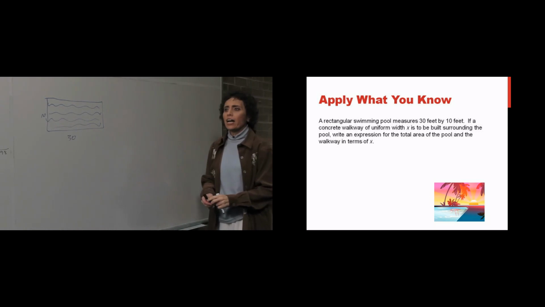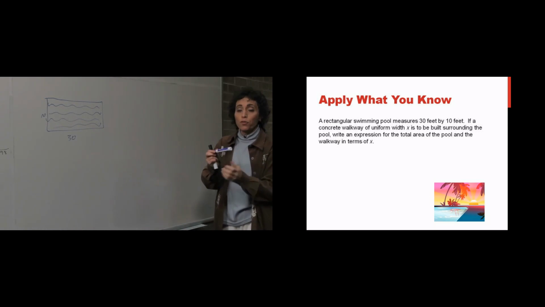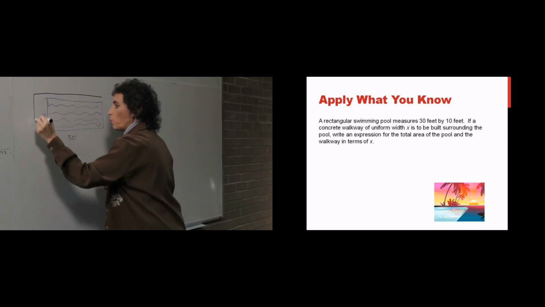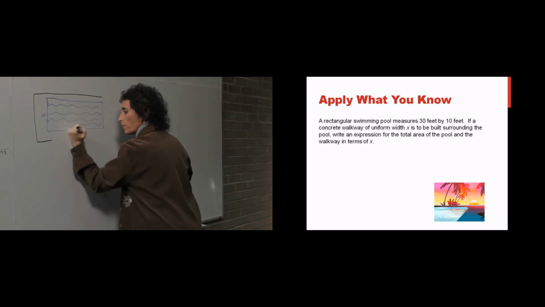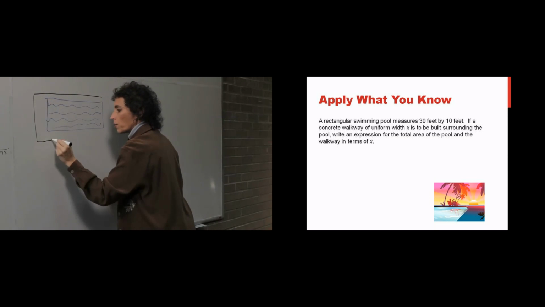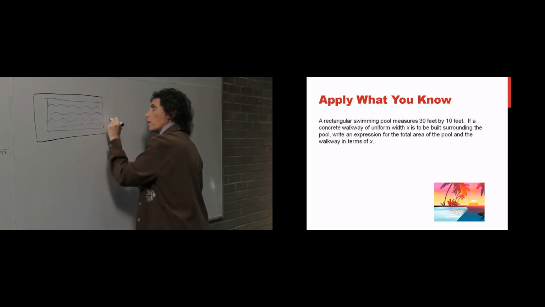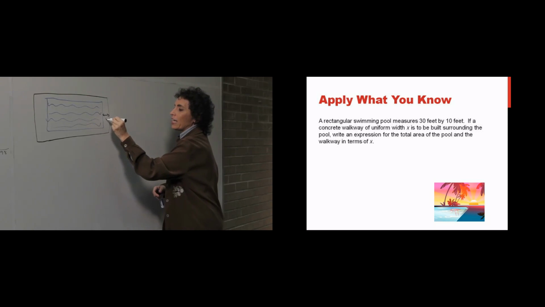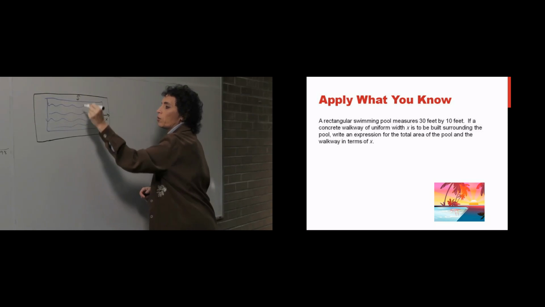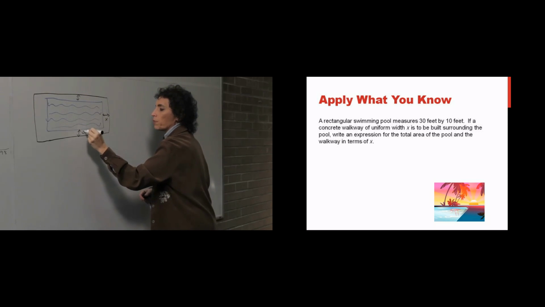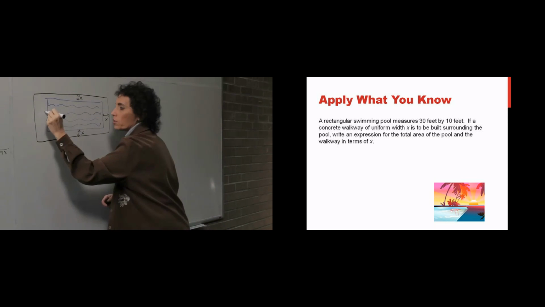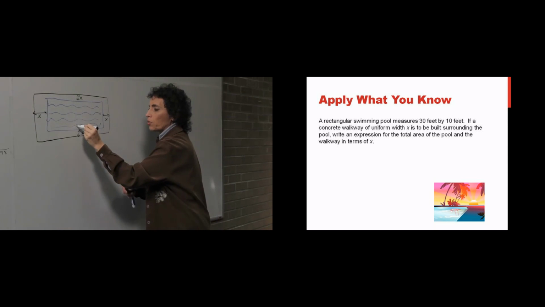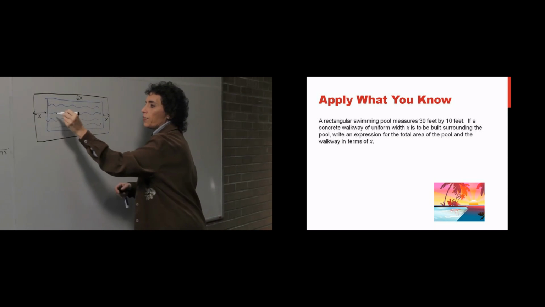It's concrete. If a concrete walkway of uniform width x surrounds it, what does that mean? Here comes the walkway of uniform width. That looks like another rectangle, and it's the same on all sides. Uniform means the same on all sides. Uniform width, and they're calling it x. Remember, this was 30 feet, so I'm going to put the 30 in here and the 10 here.